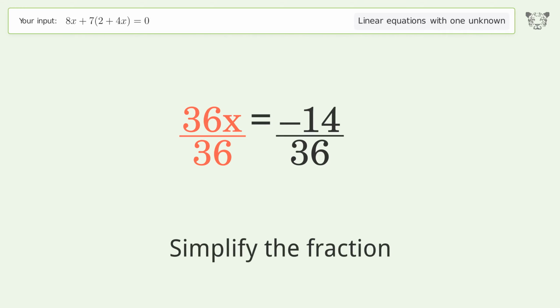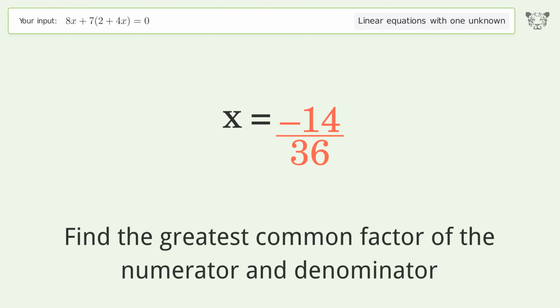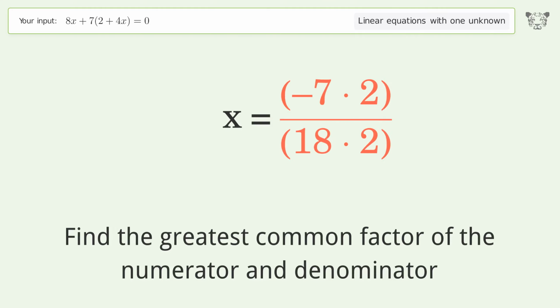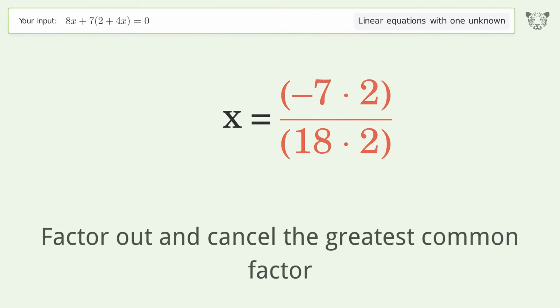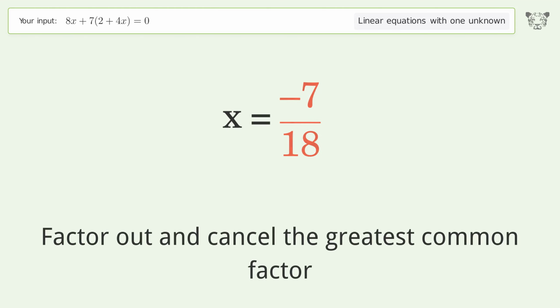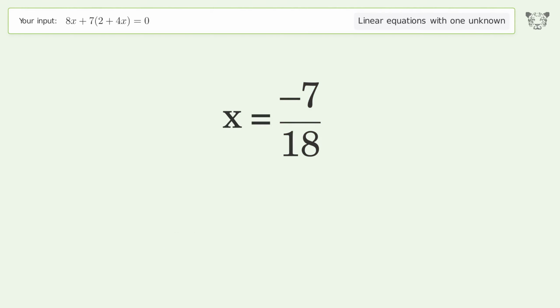Simplify the fraction. Find the greatest common factor of the numerator and denominator. Factor out and cancel the greatest common factor. And so the final result is x equals -7/18.